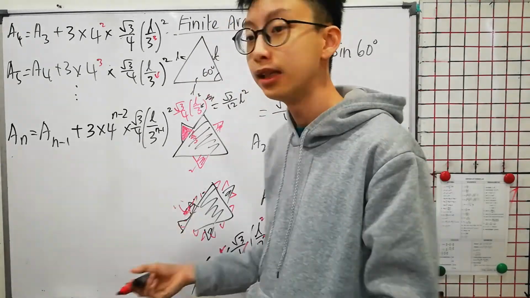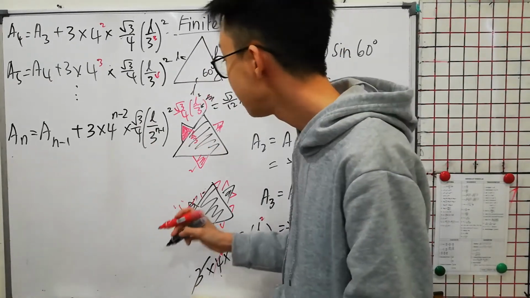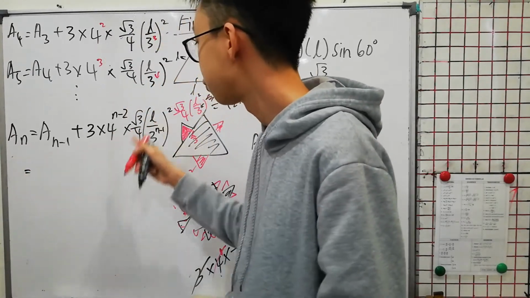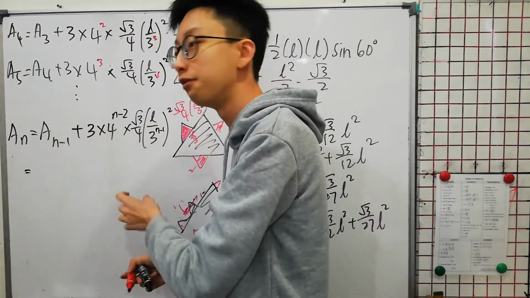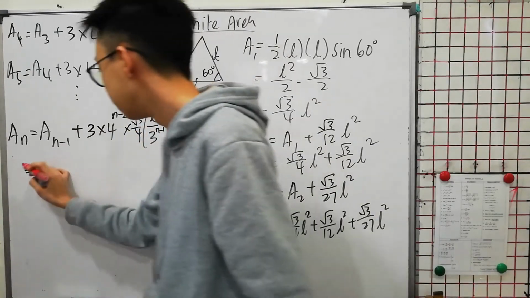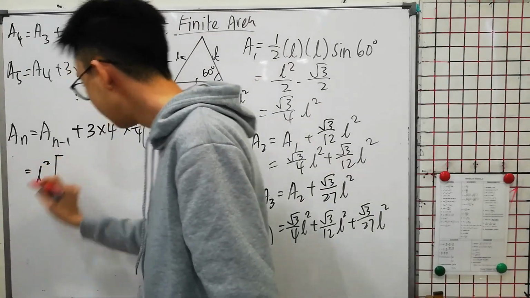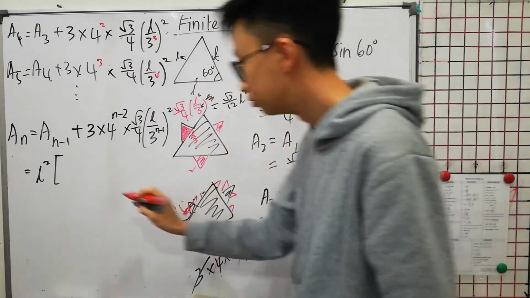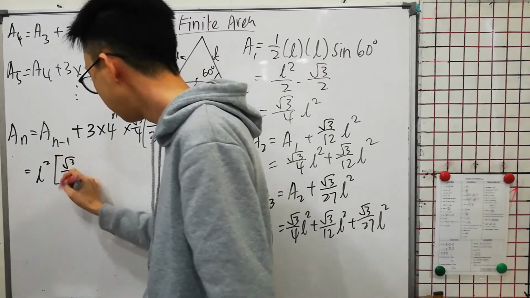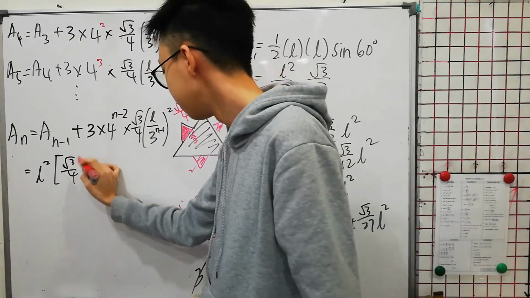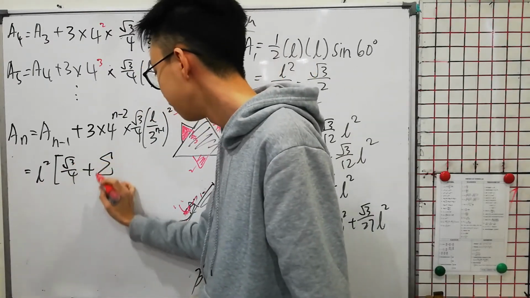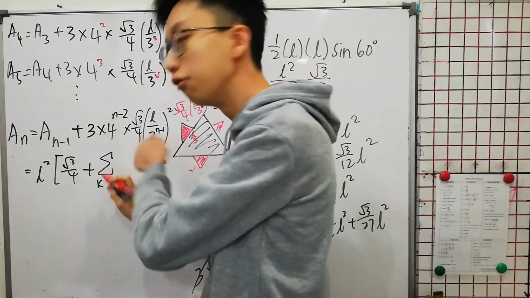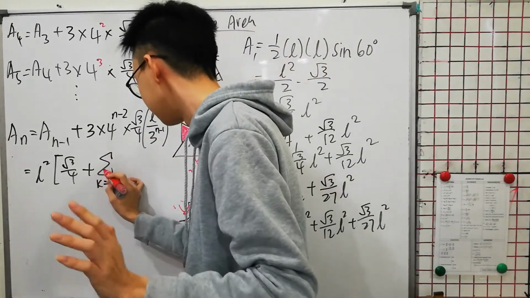So we try to write it in terms of sigma notation. The first thing we do is we try to factor out this L squared, because we know that for every term, for every area, we definitely have an L squared. So we factor out L squared, then times the area of the first triangle, which is root 3 over 4, then plus the summation from k, where we start from the second shape. Then we will try to reindex it later.